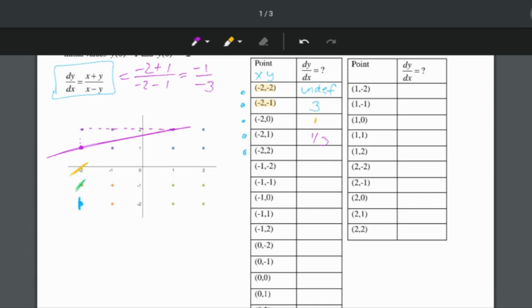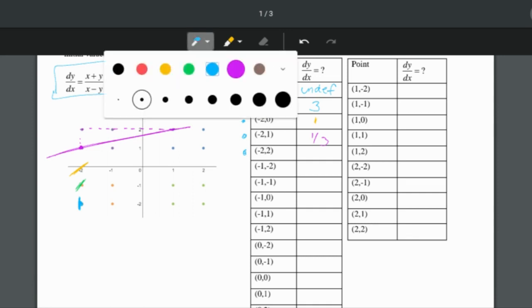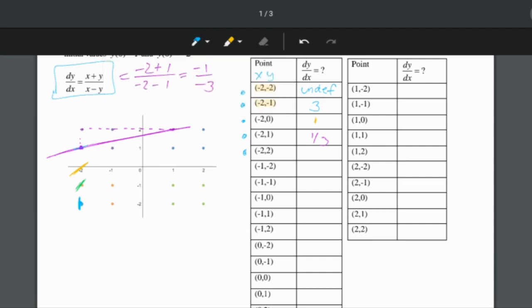Again, we only want a tiny little version of that. Only a tiny little version, all right? And then we could go back and erase the big version and all that other stuff so it's not as messy. All right, keep going. Gotta fill in this whole chart.